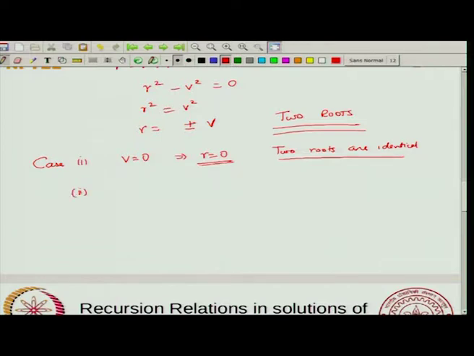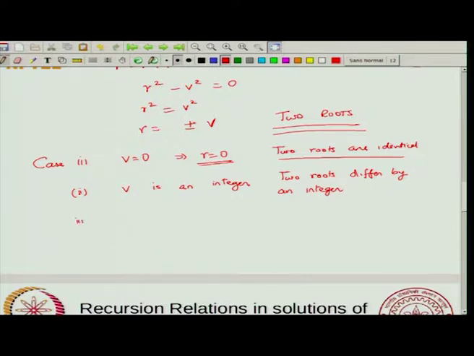Case 2: v is an integer. In this case the two roots differ by an integer. Now you have to apply the Frobenius method and calculate one root, and then you can either use variation of parameters, or you can directly calculate the second root and check if it is linearly independent.